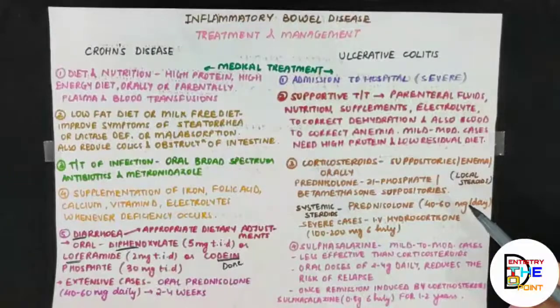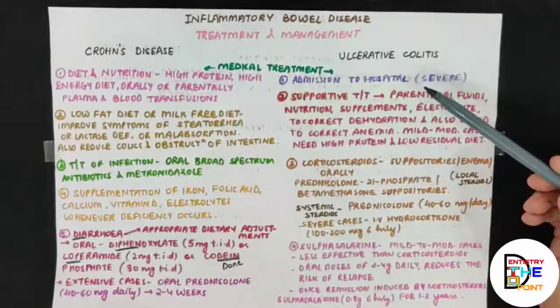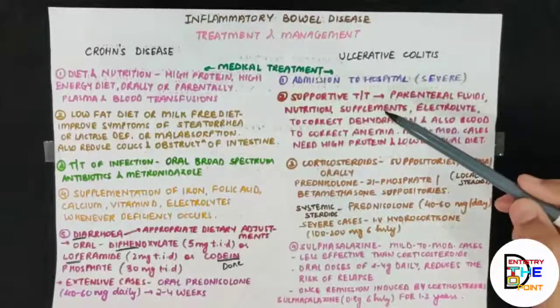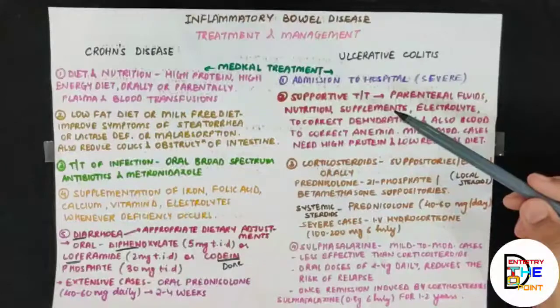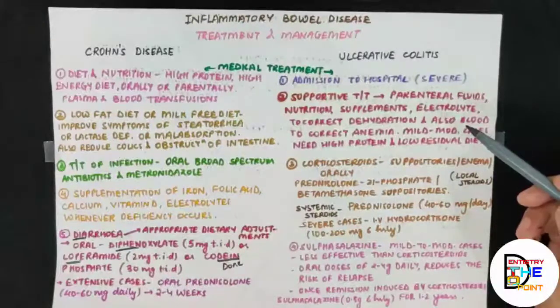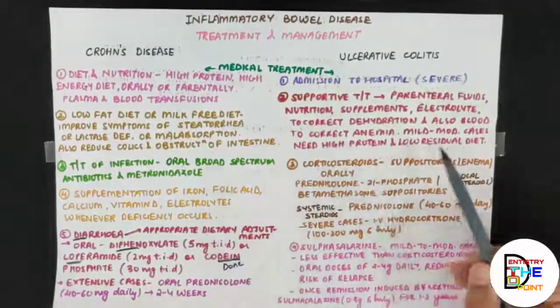Moving to ulcerative colitis, firstly there is admission to the hospital, which is desirable for severe cases. Second is the supportive treatment, given in the form of parenteral fluids, nutrition, supplements, electrolytes and blood to control dehydration and electrolyte imbalance, and also to correct the anemia and hypoproteinemia in severe cases. Mild to moderate cases need a high protein and low residue diet, the same things which you have mentioned here.